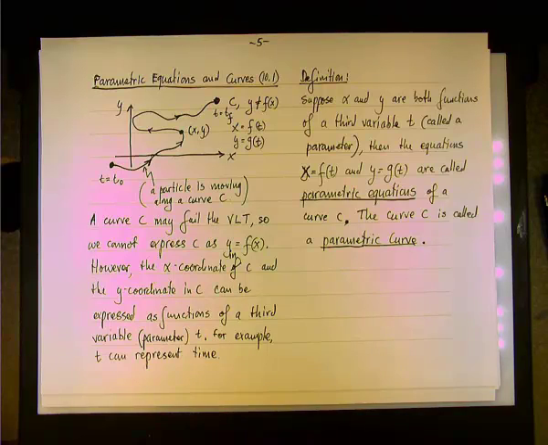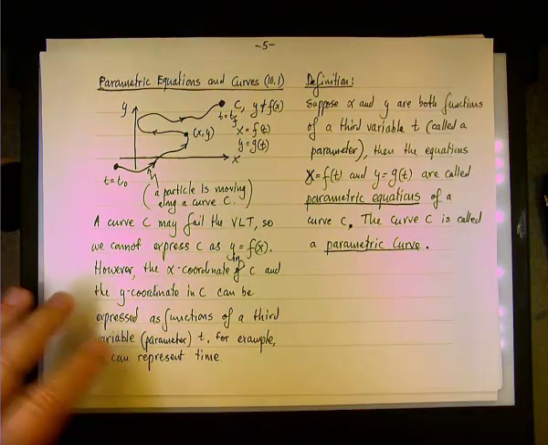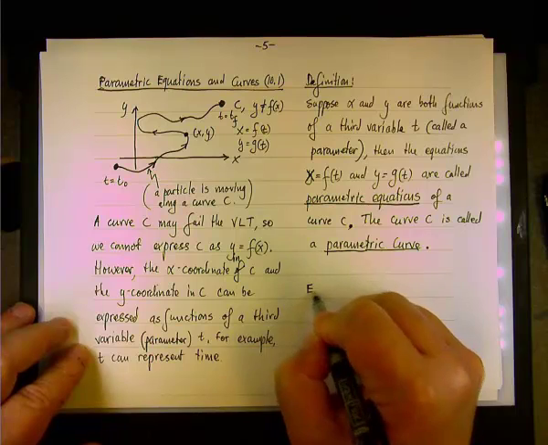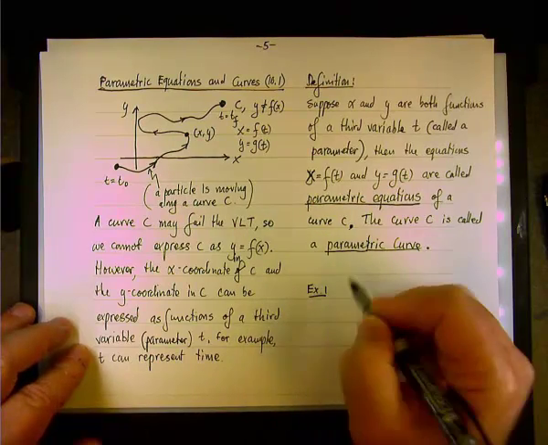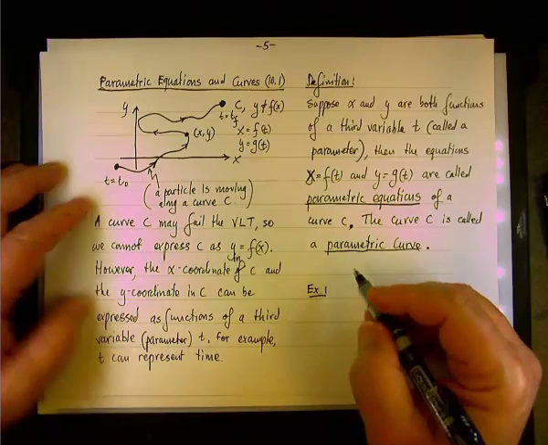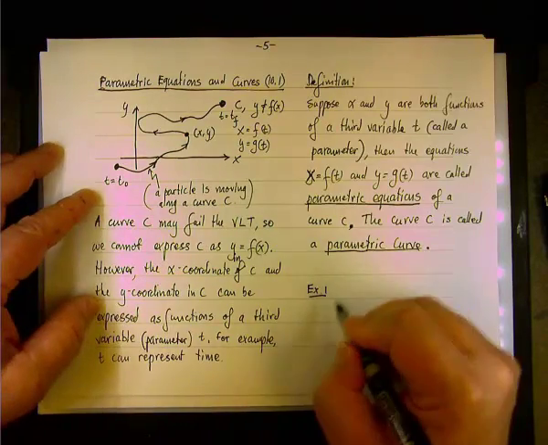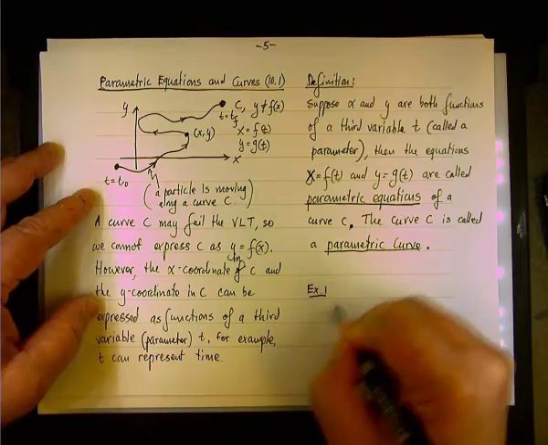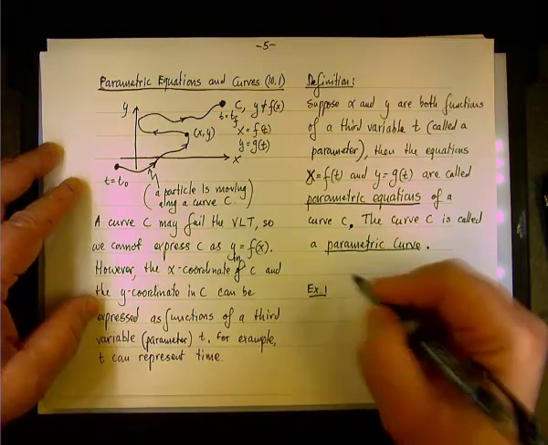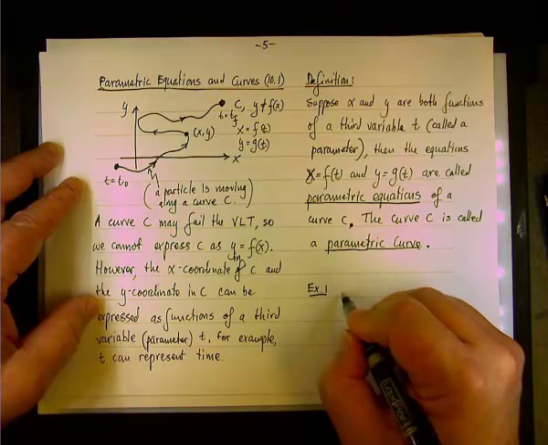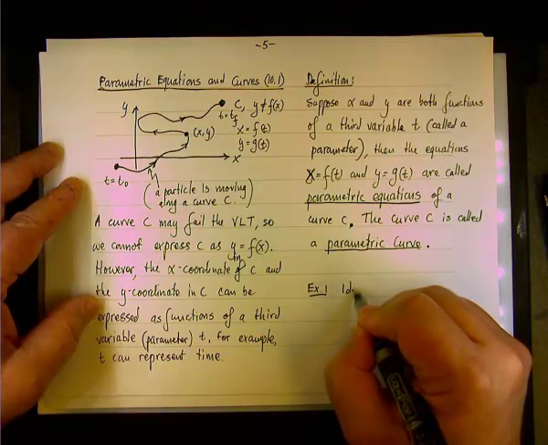So here's the first example in this topic of parametric equation and curve. And in example 1, there are two parts. A, let's do it in one sentence.